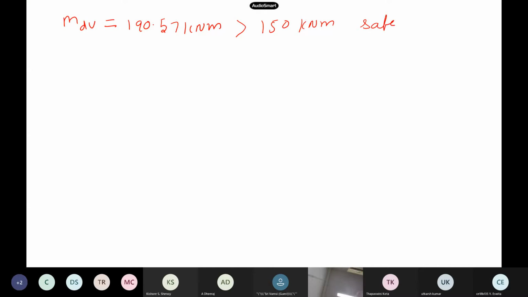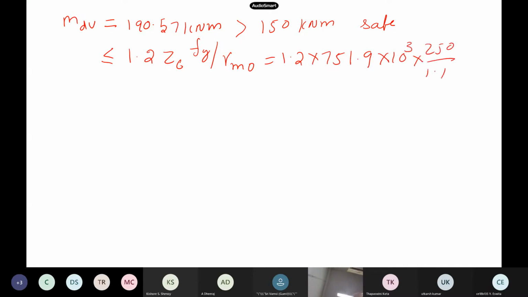Now we have to check the serviceability. Since it is a simply supported beam, it should be less than 1.2 times Ze Fy / gamma m0. If it is a cantilever, you have to use 1.5. Substitute all those things: 1.2 into 750, 1.9. This is the elastic section modulus, also a design variable. These are all straightforward. This turns out to be 205.06 kilonewton meter, so your Mdv is also less than this. Everything is perfectly fine, so this step has also passed.